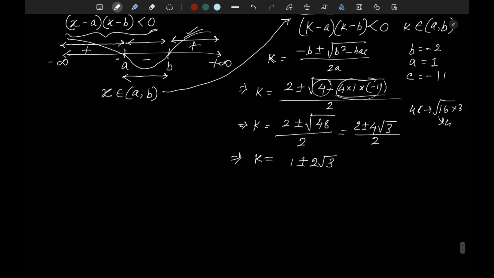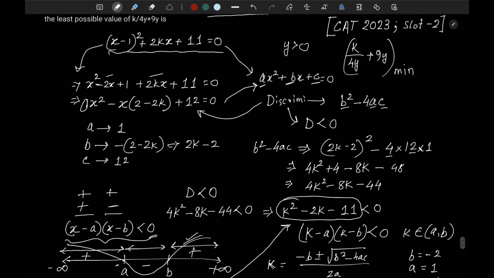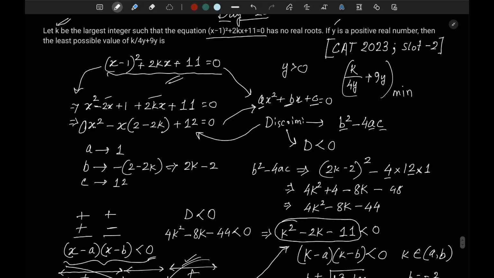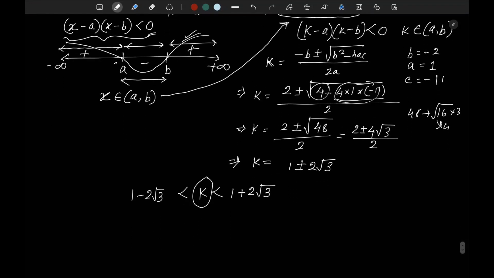That means your k will lie between these two roots, 1 plus 2 root 3 and 1 minus 2 root 3. So they have asked us to find the largest value of k such that this particular equation didn't have any real roots. So we are concerned with the largest possible integer value of k. So we will have to evaluate this.